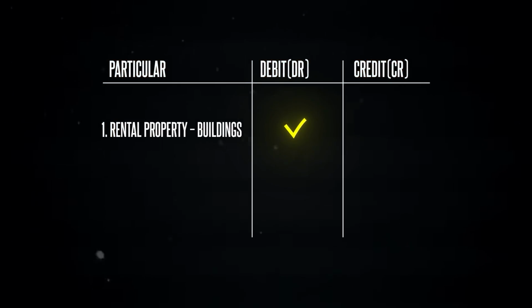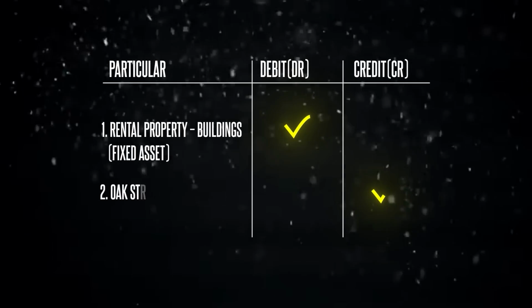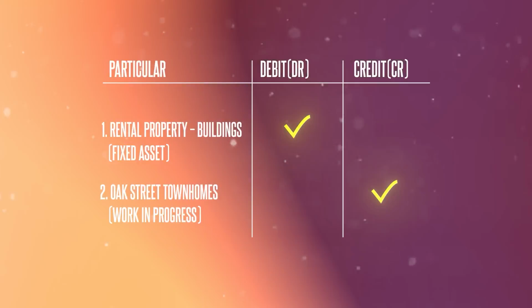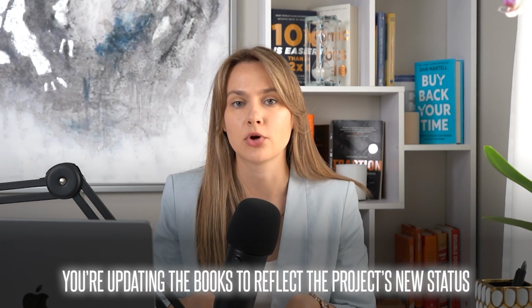Let's say you spend $3 million building a 10-unit rental. Once it's placed in service, you move those costs into a new fixed asset account. That's when depreciation begins. In QuickBooks Online, you'll use a journal entry. You would debit rental property, buildings, the fixed asset, and credit Oak Street townhomes, which is the work in progress asset. You're not changing the amount of money, just where it lives on the balance sheet. You're updating the books to reflect the project's new status. Now your balance sheet shows an income producing asset and you are ready to start depreciating it properly.